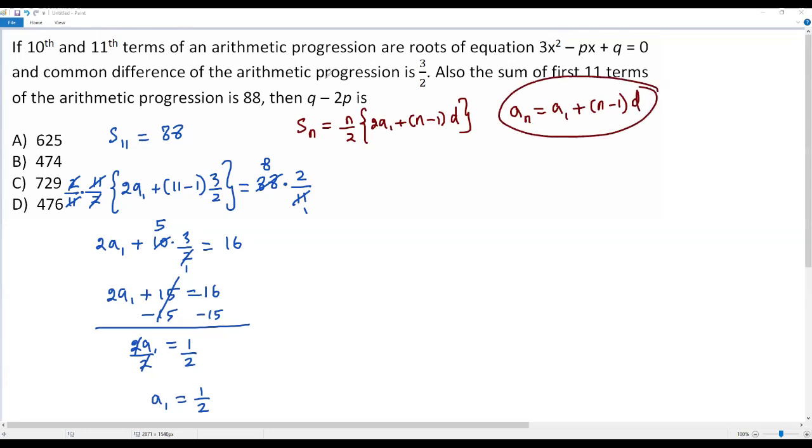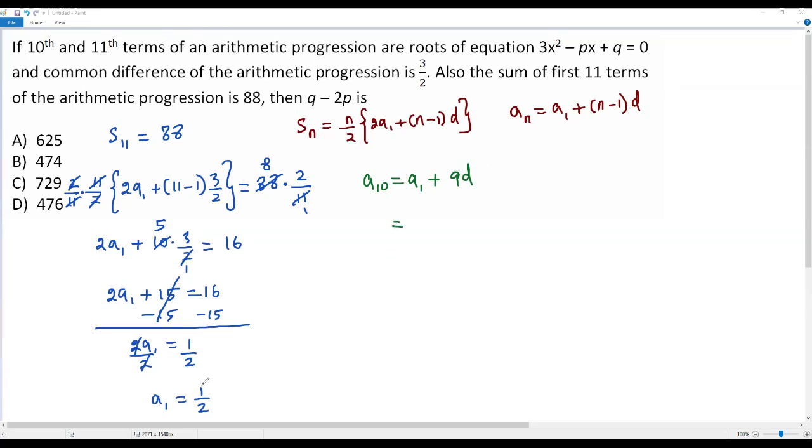Using the nth term formula, we can write the expression for the 10th term, that is a10. For that, we plug in n = 10 in this formula. Then I'm getting a1 + 9d, since 10 − 1 is 9. Now to get the value of the 10th term, I have to plug in the value of a1 and also the value of d.